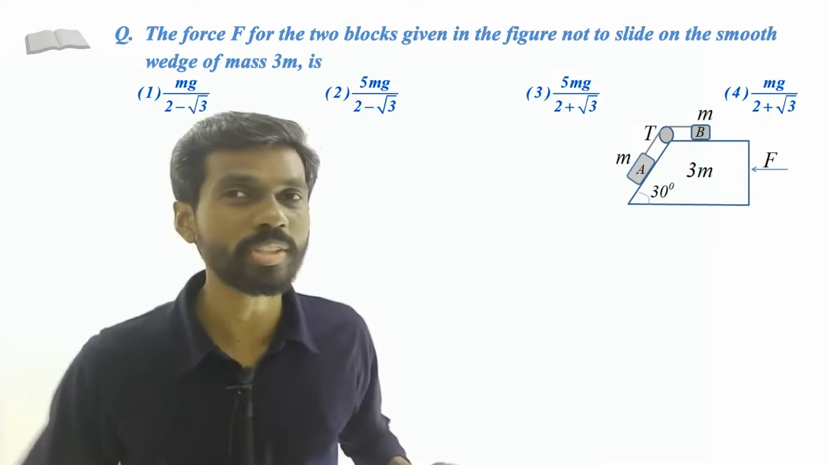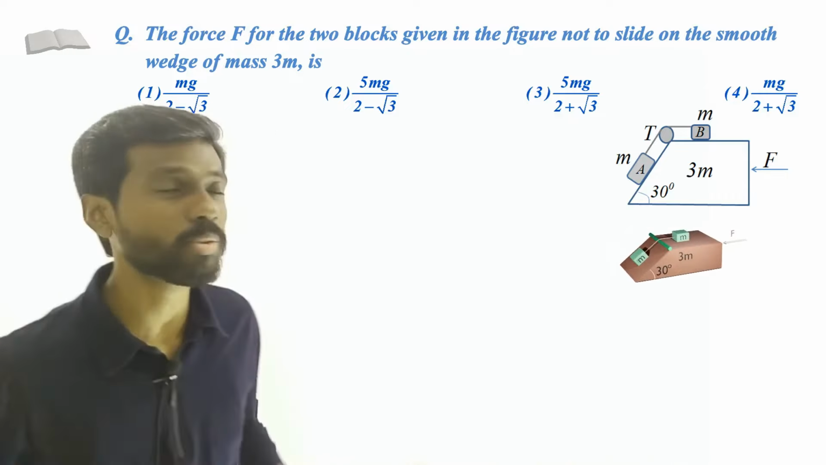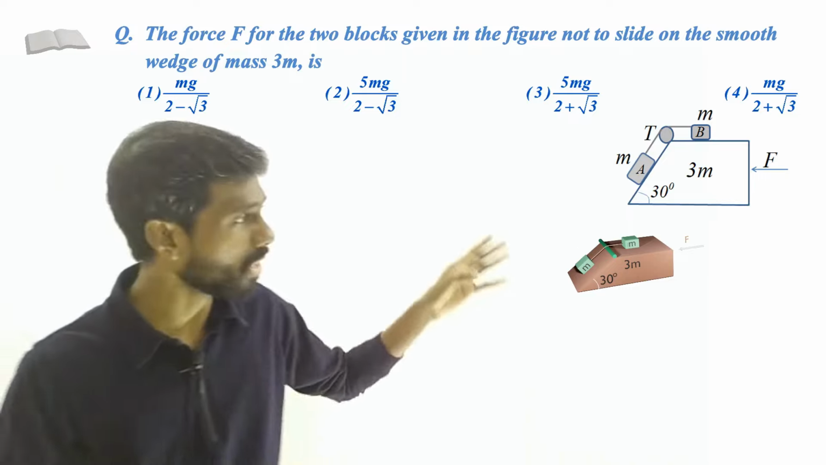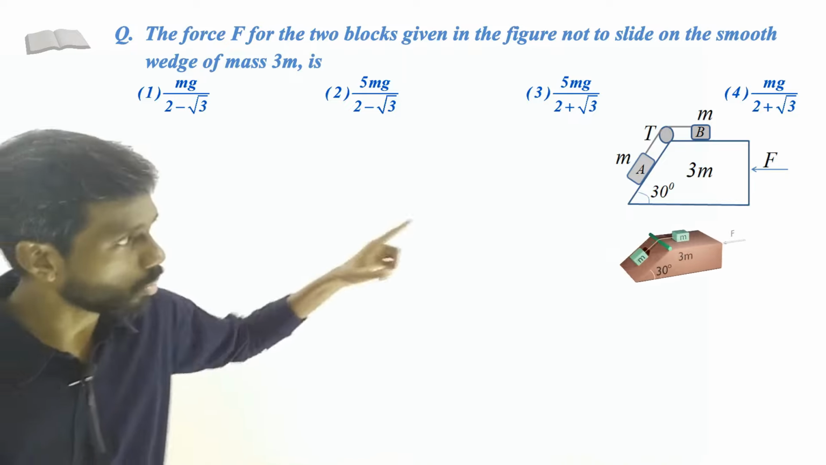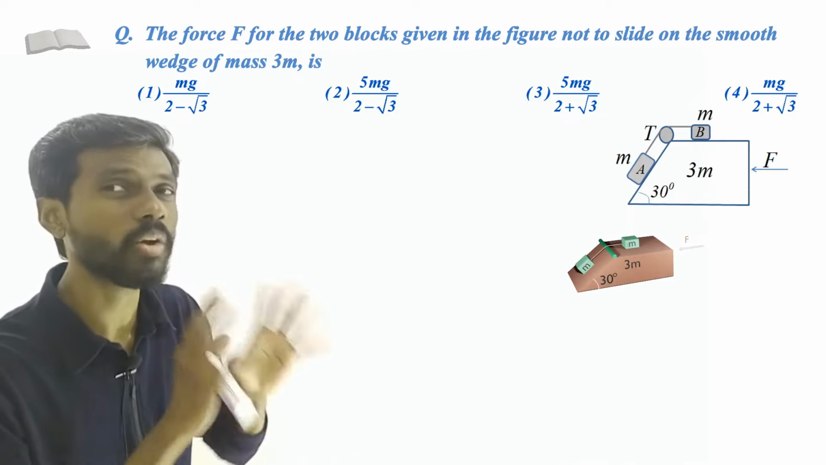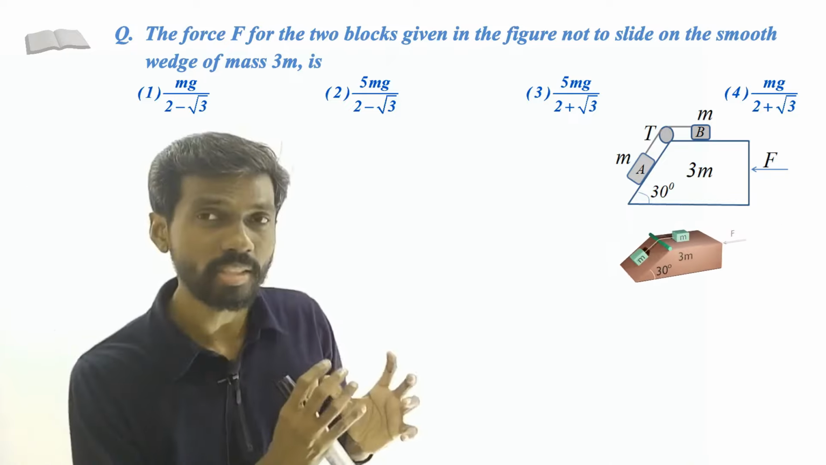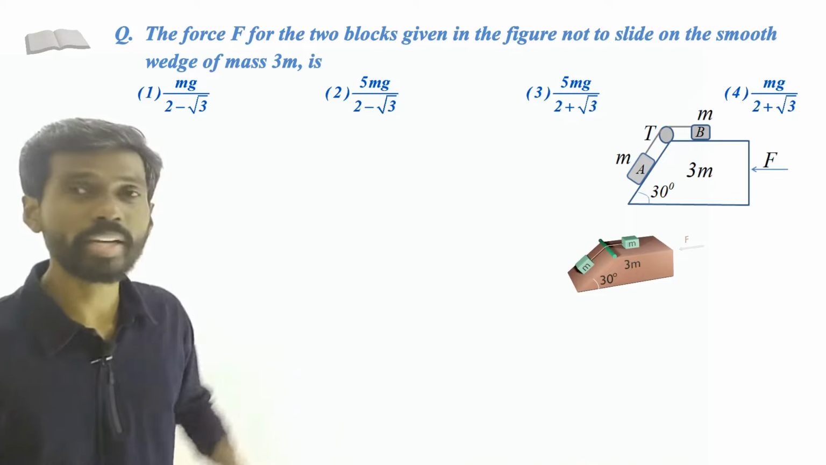Here we have two blocks A and B having equal mass m. They are connected by a string, and this system is placed over another bigger block, which we can call a wedge. A force F is acting on this wedge. We have to find the force F for which these two blocks are in equilibrium with respect to that wedge. They are not in equilibrium actually, they are also moving, but with respect to that wedge they are in equilibrium. That means they are not sliding over that wedge. We have to find that force.